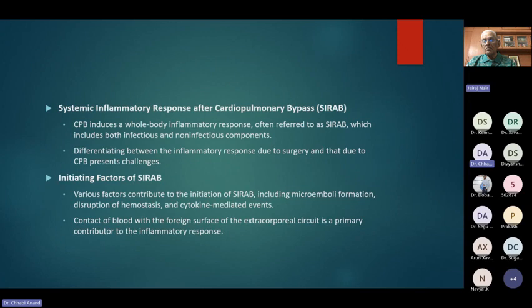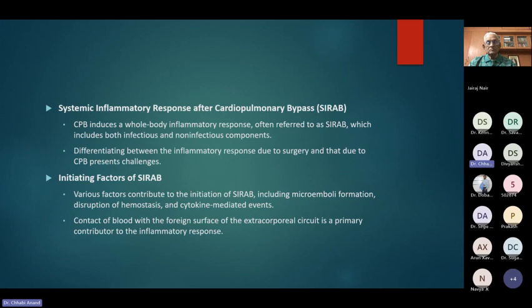Systemic inflammatory response after cardiopulmonary bypass, that is SIRAB. CPB induces a whole body inflammatory response, often referred to as SIRAB, which includes both infectious and non-infectious components. Differentiating between the inflammatory response due to surgery and that due to CPB presents challenges.